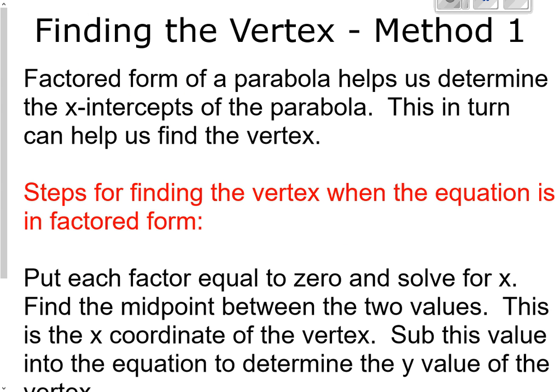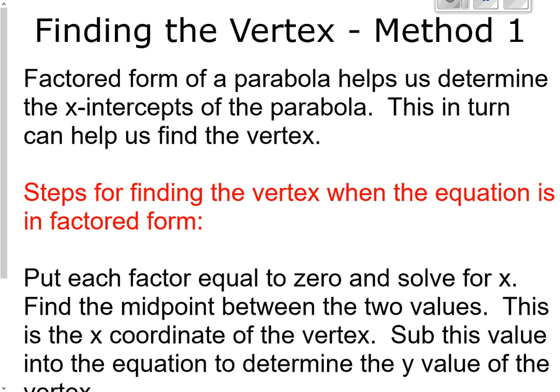Now we want to find the vertex, so that's either our lowest point or our highest point. I'm going to show you two methods. Method one is factored form. If you want to take a minute and pause this right here so you can copy this down. But really it's telling us that we can use our x-intercepts to help us find our vertex, because they are symmetric with the parabola, which means they're an equal distance from the vertex on either side.